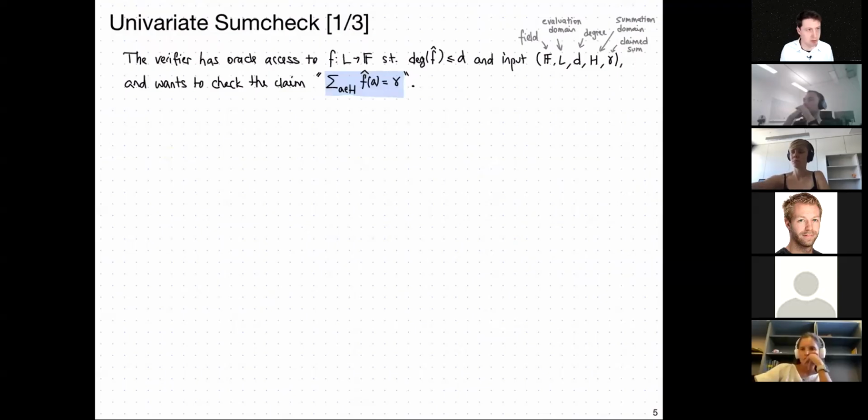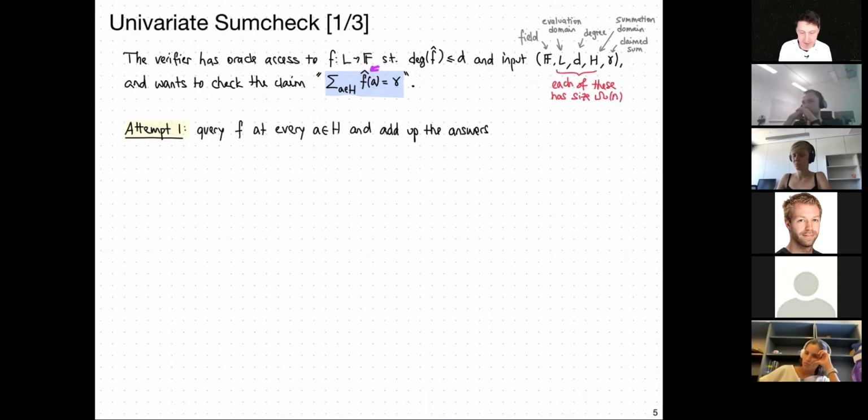So here's the problem that we want to solve. Not about satisfiability, this is going to be about summing things. You give me a verifier that has oracle access to a function. The function, for now, is promised to have small degree. How do we know it? Well, we'll test it with the FRI protocol. We're given a field to specify what we're working with, the evaluation domain for the function, the degree, and then a summation domain and a claimed sum. So we want to check that the univariate function f on H equals gamma. Now, there is this hat here that I want to explain.